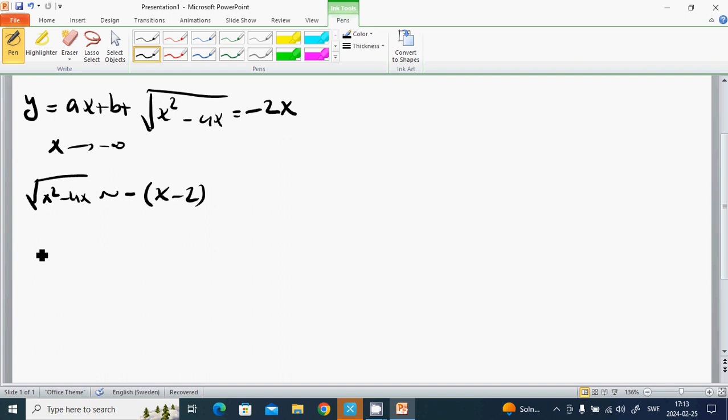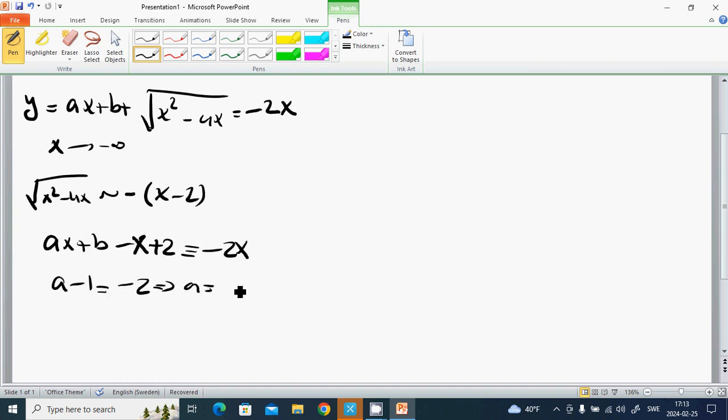Then we put it here: ax plus b minus x plus 2 is minus 2x. Then a minus 1 is minus 2, and a is minus 1, and b plus 2 is 0, then b is minus 2. Then we have solved the problem.